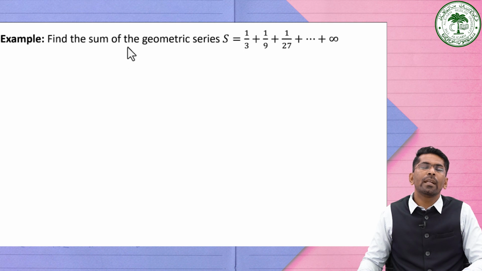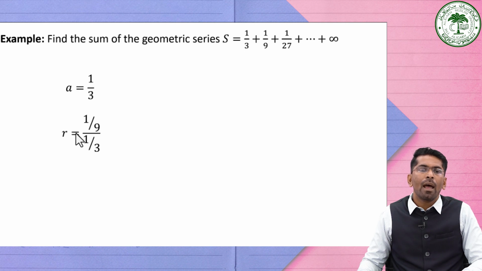Similarly, we can also find the sum of the given geometric progression 1 by 3 plus 1 by 9 plus 1 by 27 up to infinite terms. Of course it is an infinite GP, that is geometric progression, because it is infinitely large. So here a is equal to 1 by 3, and r is equal to the ratio of two consecutive terms, that is 1 by 9 divided by 1 by 3. We can rewrite this using cross multiplication, which is 1 by 9 into 3 by 1, which is equal to 1 by 3. So the common ratio r is equal to 1 by 3.